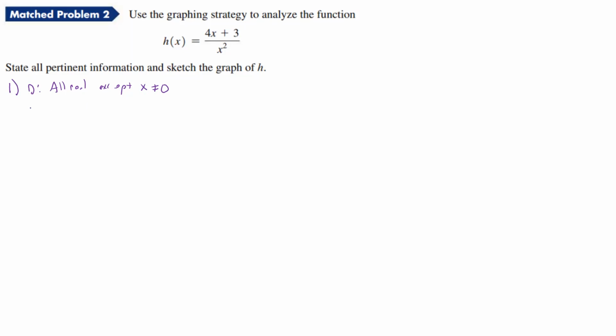Now, what can we do to figure out where we have an intercept? Well, let's set 4x plus 3 equal to 0. So that gives us x is equal to what? A negative 3/4. And that's going to be what? An x-intercept.